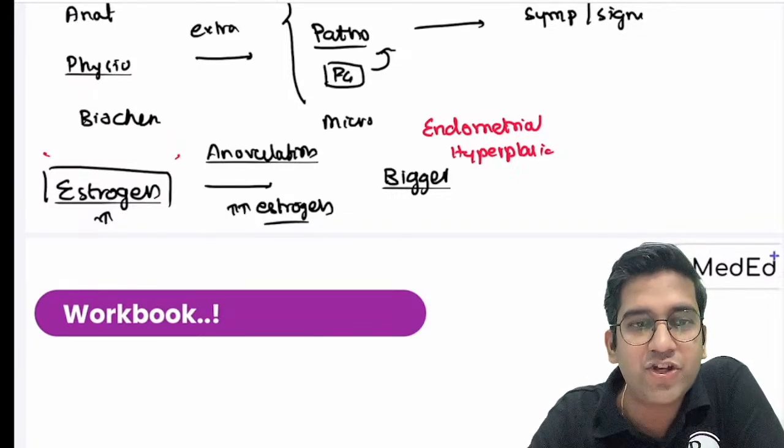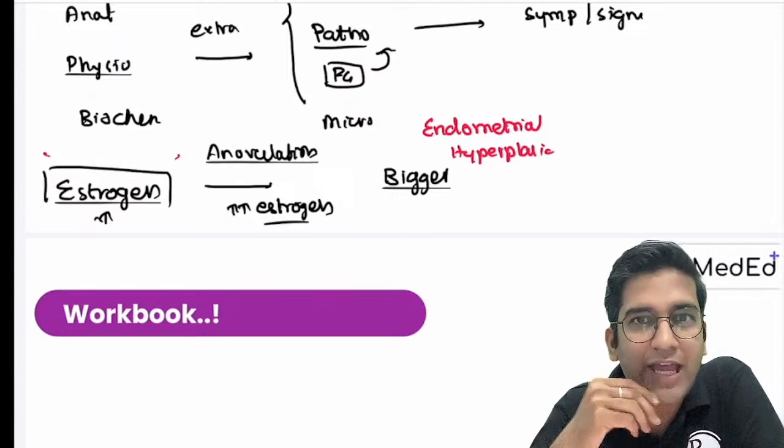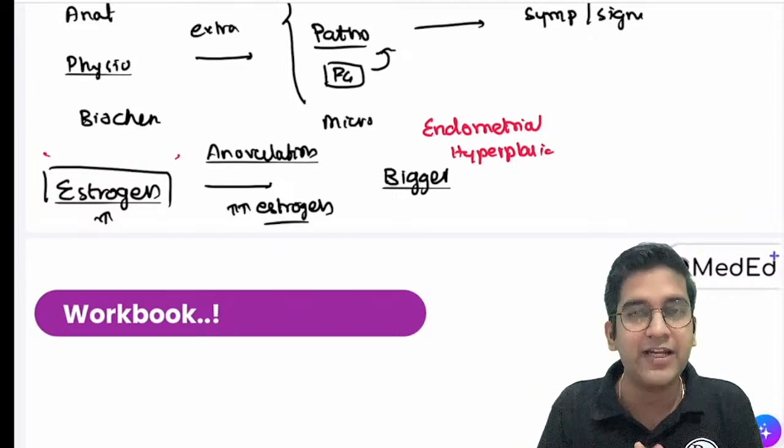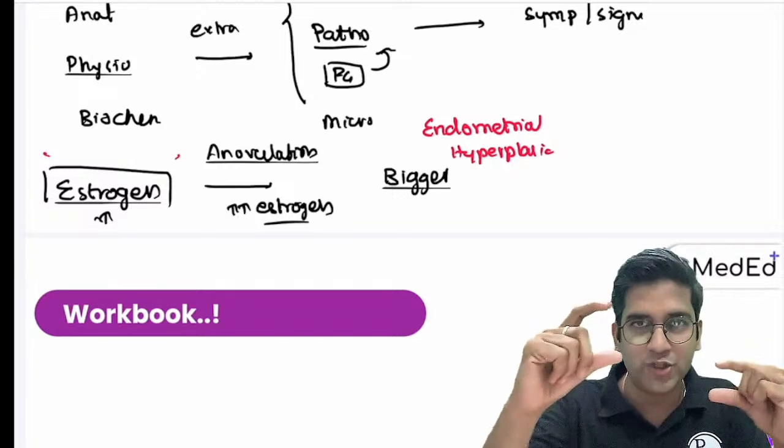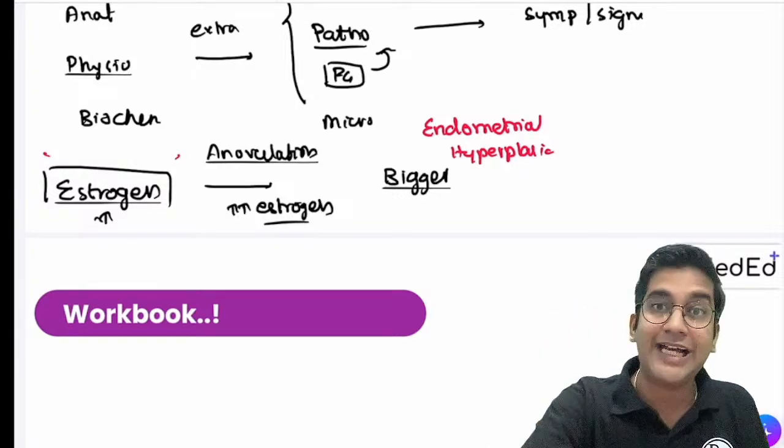Bleeding, what do we call it in general? We call it hemorrhage, right? That's a technical term here. So here it's a menstrual hemorrhage. So we use the term menorrhagia. That will be the symptom.